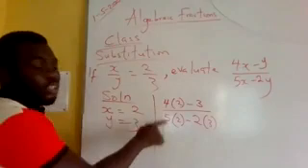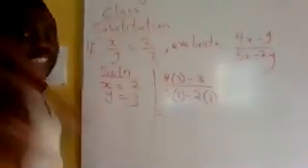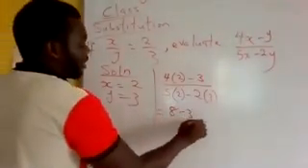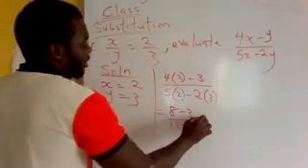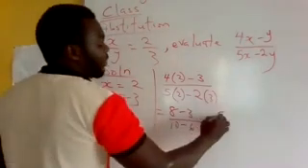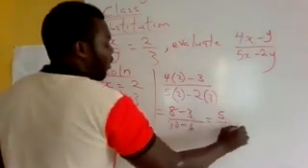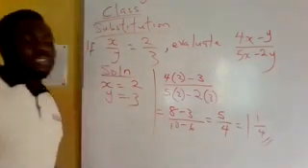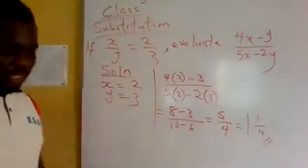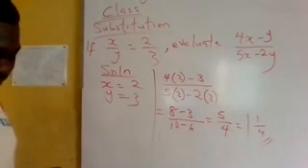From here, that will be 4 times 2, that is 8 minus 3, all over 5 times 2, that is 10 minus 6. So 8 minus 3 is 5 over 4. So that is one whole number, 1 over 4. That is it. It's quite simple and direct.